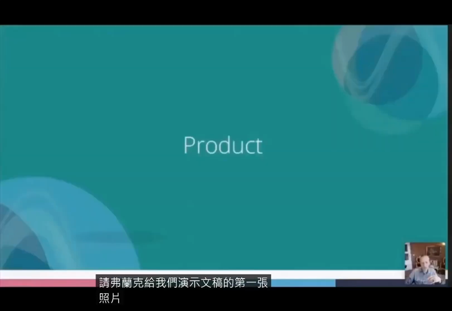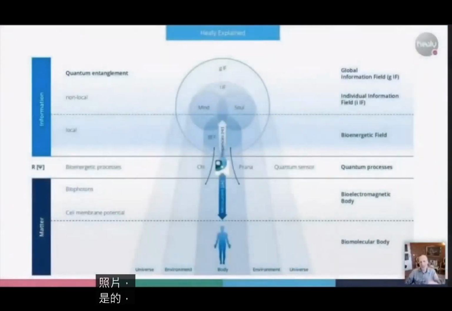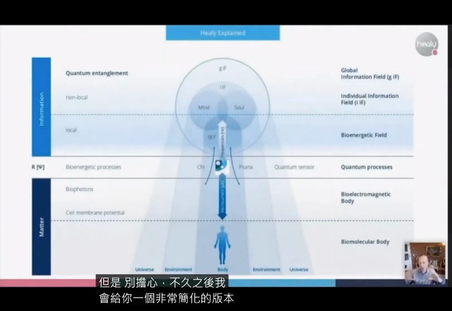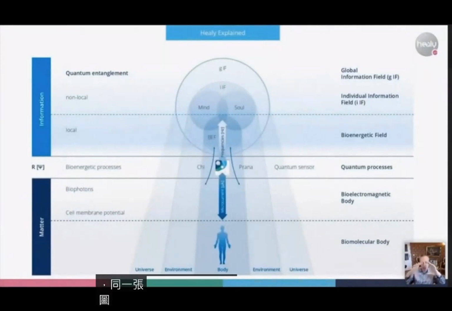And the first station is something which will challenge you a little. And I like to ask Frank to give us the first picture of the presentation, which is, yes, here it is. So this will be a little challenging, but don't worry. Soon after this, I will give you a very simplified version of the same graphic, which will give you an idea what Healy is doing.